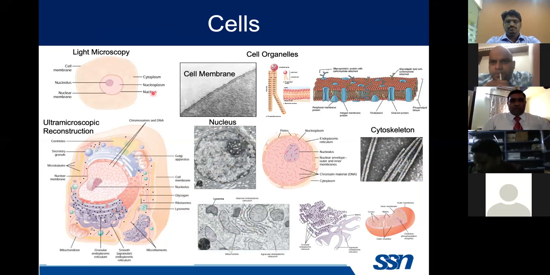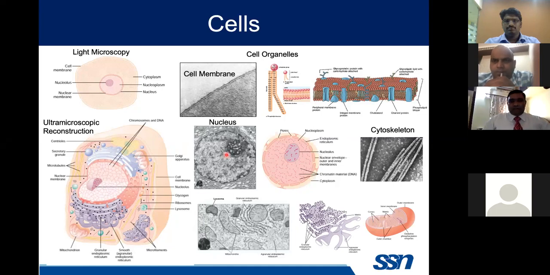Now, this is a light microscopic image of a cell under a low power microscope, and this is a reconstruction of a cell done with ultra microscopic images. From many different ultra microscopic images, we understood that different cell organelles look like this. So this is the nucleus. It looks like this under the ultra microscope, and we reconstruct it like this. And there are many other organelles inside the cell.